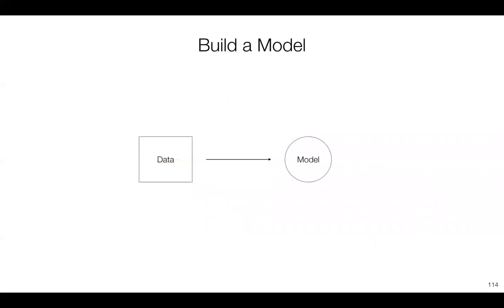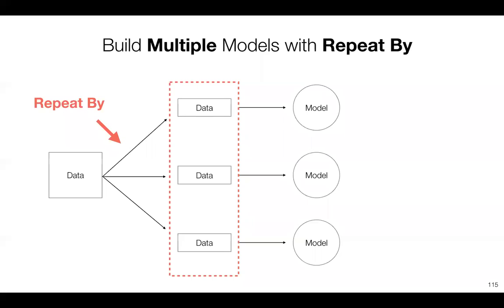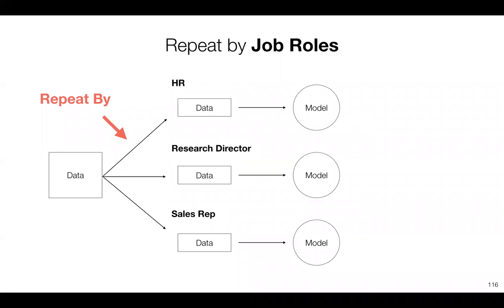What's happening behind the scenes is, when you click the run button, based on the data, it builds the model, in this case, a linear regression model. By using repeat by, it splits the data into each group of the category of whatever variable you selected for the repeat by. So let's say that we selected the job roles. Then it will create the data for just HR, and then filter the data only for the research director and so on.